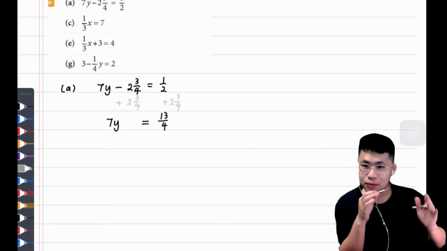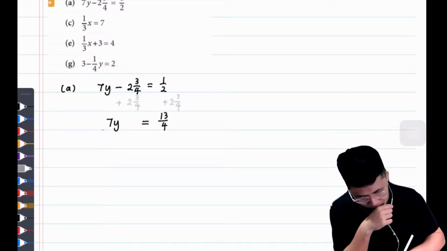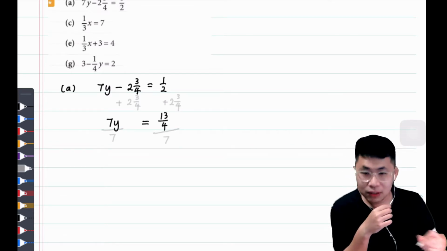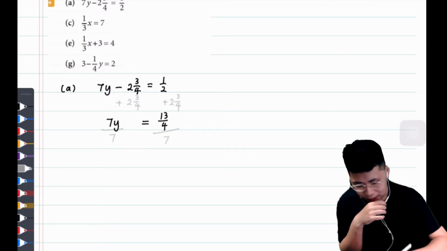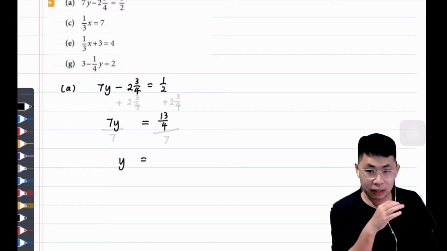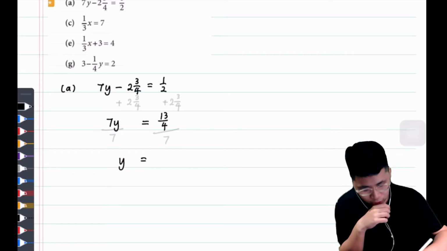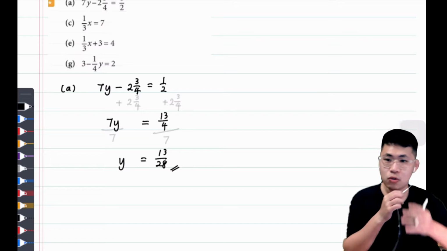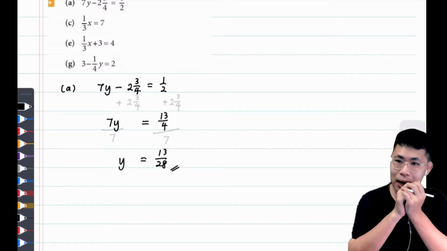Now over here we have 7y, so I will need to divide by 7 on the left and I need to divide by 7 on the right. So 7y divided by 7, I have y on the left. 13 over 4 divided by 7, you can punch your calculator, you should be able to get 13 over 28. So this would be the final answer for part A.